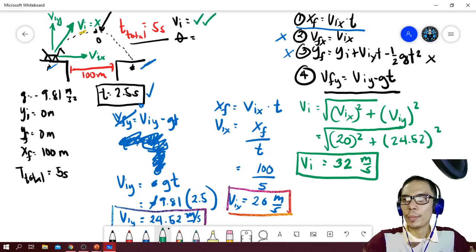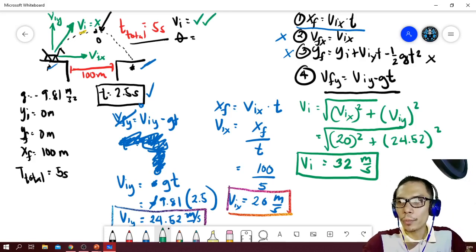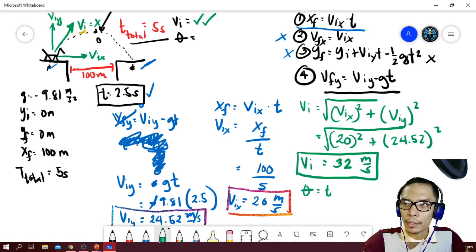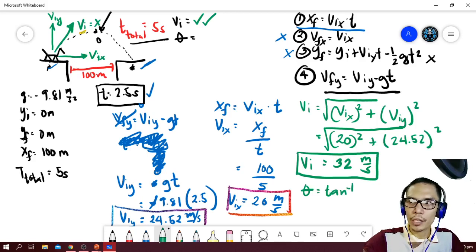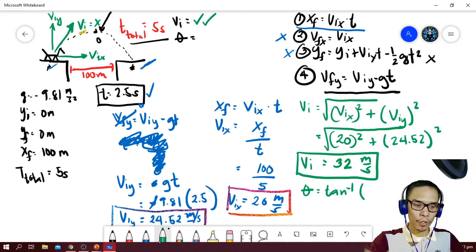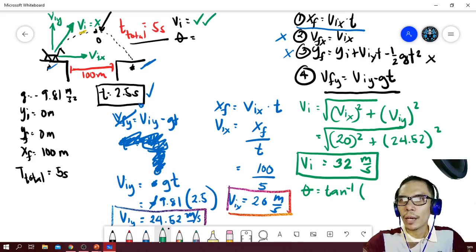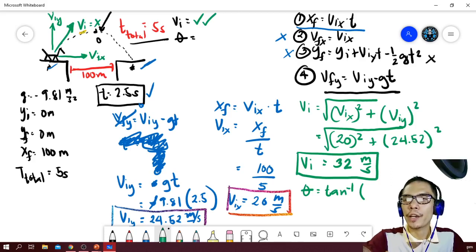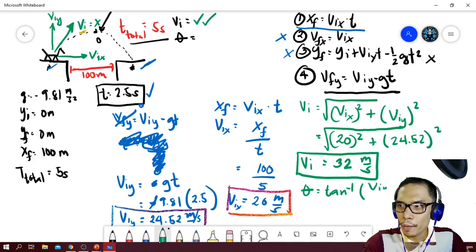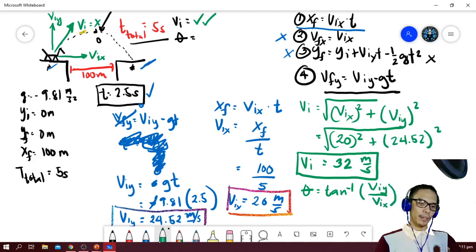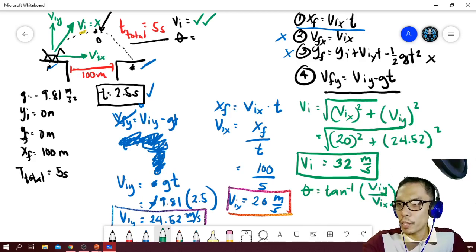Now, what will be the angle? For the angle, we will use the computation for the angle theta: tan inverse, or tangent negative 1, of opposite over adjacent. Technically speaking, the opposite here will be the v sub iy. So we have v sub iy over v sub ix. There you have it.